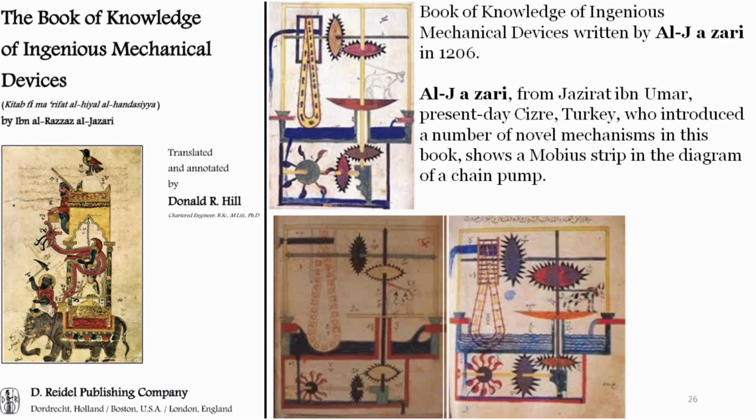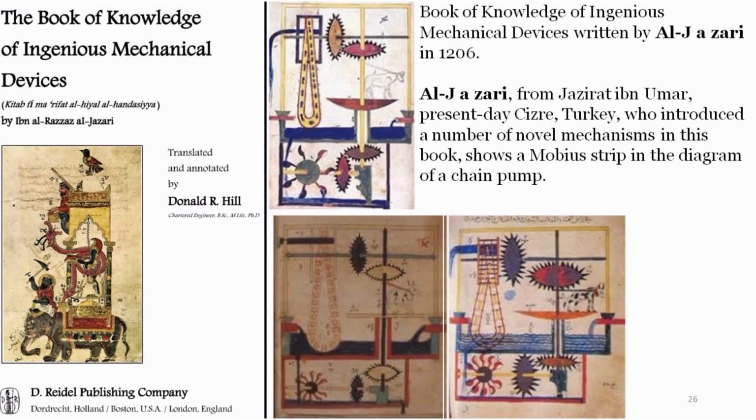Let me see. Yeah, so book of knowledge. It was by al-Jazari around 1206. What I would like to show you is that in this figure there's a Mobius strip in the diagram of a chain pump, right? Chain pumps have been utilized by many civilizations, I mean to say Babylonian, Egyptian, Chinese, and perhaps the Romans, and they were used during this Islamic golden age.